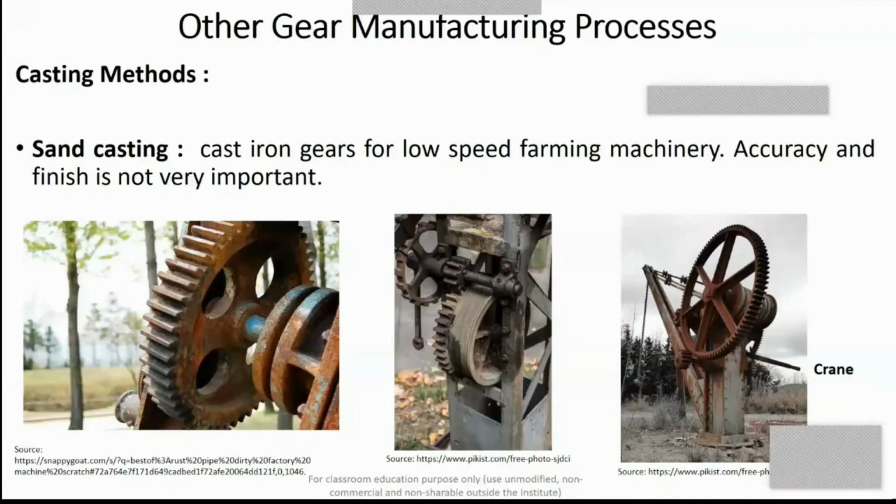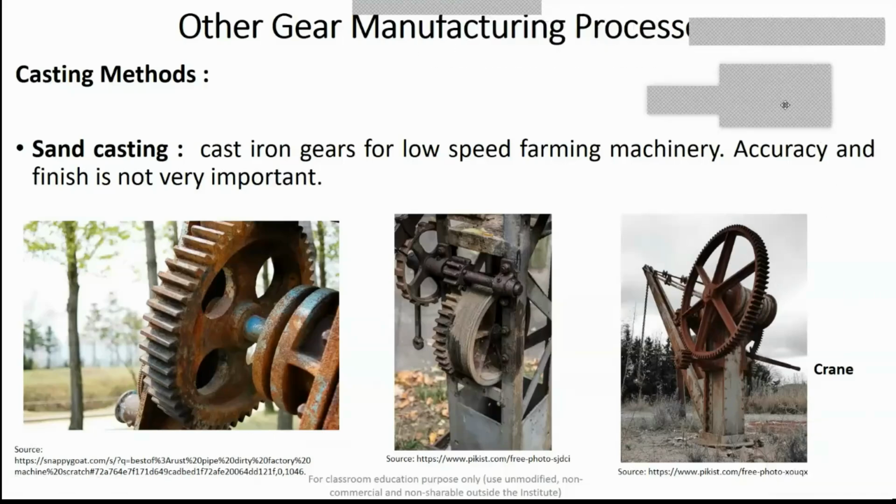Friends, we have learned about various gear manufacturing processes and mostly we have studied the machining processes. But there are some other processes which you can use to produce gears of various sizes, shapes and accuracy. We have a common method known as the casting method. You all know that with the help of casting technique, we can also produce products of various shapes and sizes.